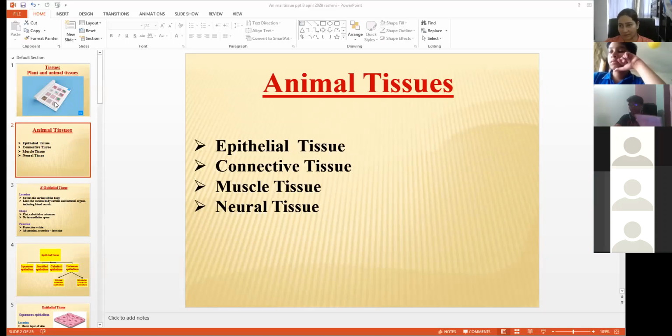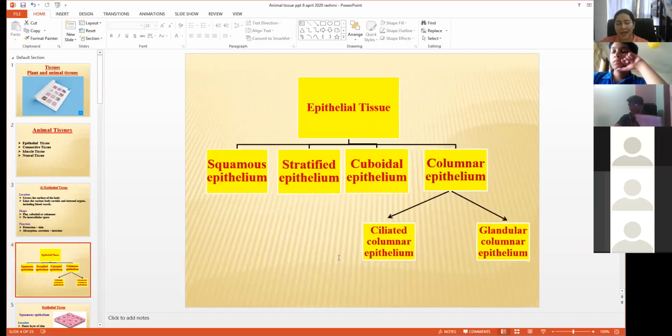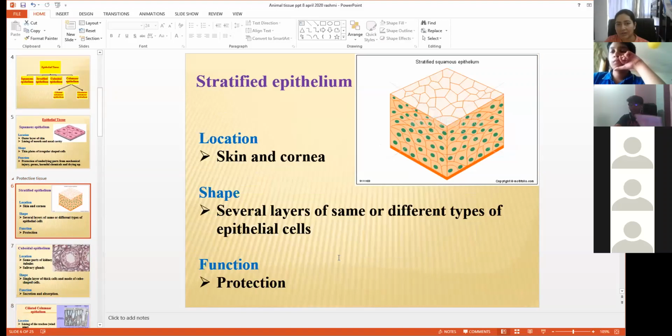I'll just recap what we had done last week. We had started with the animal tissues. Okay, so there are four types: epithelial, connective, muscular, and the neural tissue. We had finished with the epithelial tissue, right? And these are the types of epithelial tissue: squamous, stratified, cuboidal, and columnar. We covered all this.